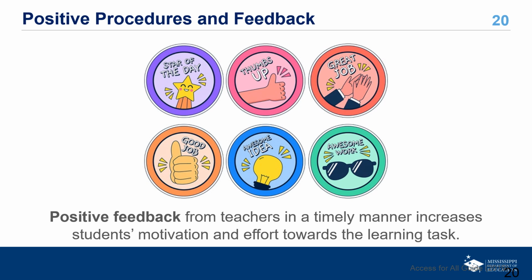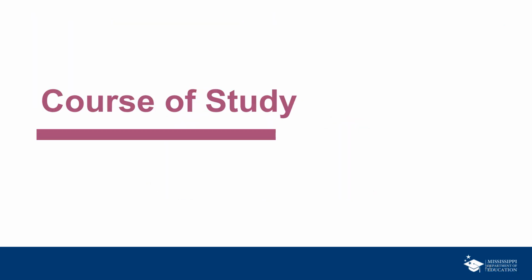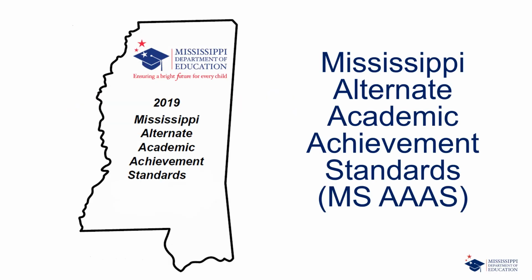The next area we're going to spend a few minutes talking about is our course of study for our students with significant cognitive disabilities. The Mississippi Alternate Academic Achievement Standards. It's a mouthful to say. These are new standards as of 2018. I know it says 2019, but some of them were in 2018. And I want to first say this. If you have any essential elements or DLM standards in your classroom, chunk them in the garbage. We no longer use them in the state of Mississippi.